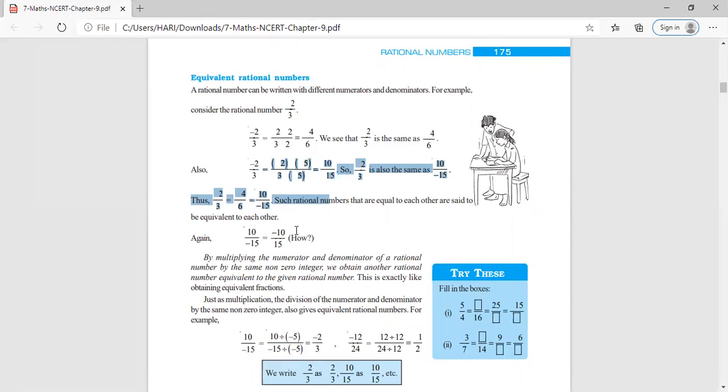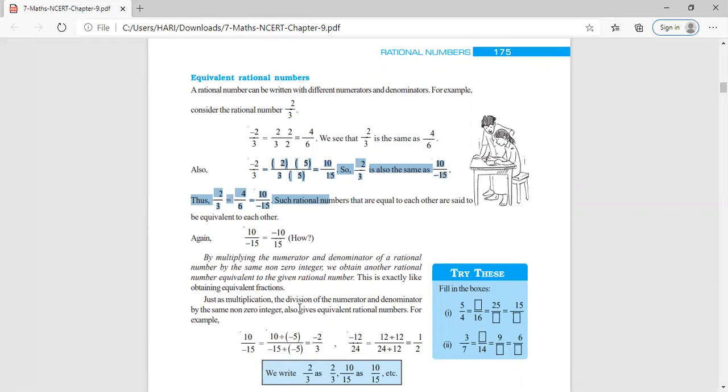Now, this minus 10 by 15, we can also write as 10 by minus 15. How? Now I am taking only this number, minus 10 by 15. And if I multiply it by minus 1 upon minus 1, I am going to multiply both the numerator and denominator by minus 1. So minus 10 into minus 1, we will get a positive 10. Negative into negative will always be positive. Same way, 15 into minus 1 will be minus 15. So minus 10 by 15 is the same as 10 by minus 15. Both are equivalent fractions.